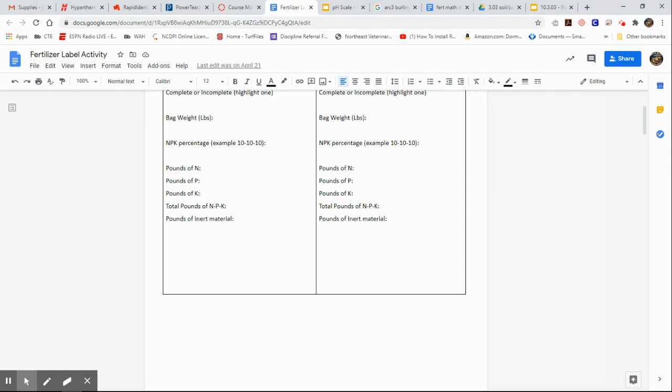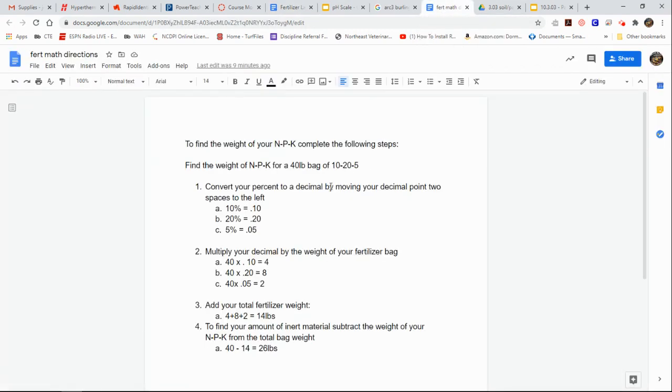Now, pounds of nitrogen, phosphorus, and potassium. The final sheet that I put on here is kind of like a review of the math. It's directions on how to find that, and I put an example problem on here. So basically what you've already done for your problem is you put the weight of the bag and then the percent of N, P, and K.